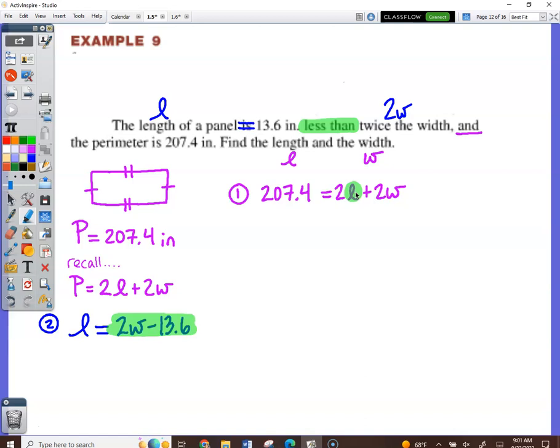So L isn't 13.6. No. The length of a panel is not 13.6. That's just 13.6 less than 2W. So they're saying the length of the panel is 2W, shave off 13.6 inches. All right, so we have 2W.